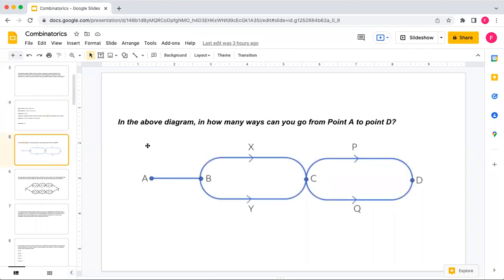Okay, the same question could be asked this way. And this is exactly the same question type. Just quickly solve this. You can solve this within 5 to 10 seconds. There is only one way while moving from point A to point B. And then there are 2 ways from B to C, and from C to D again 2 ways. So this is 1 into 2 into 2, which is 4 ways.